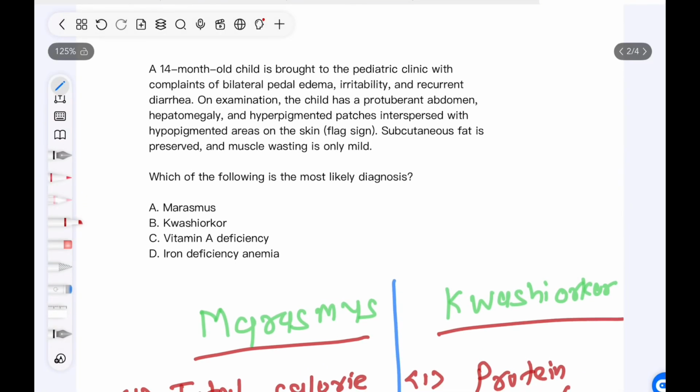Hello everyone. Today we are covering a very important topic, marasmus and Kwashiorkor. This topic is frequently asked in NEET PG and INI-CET exam. So in this session we will break down every single point very simply so that you never get confused in exam.